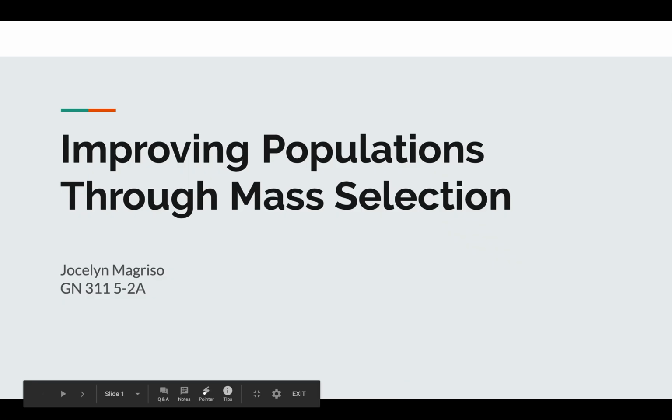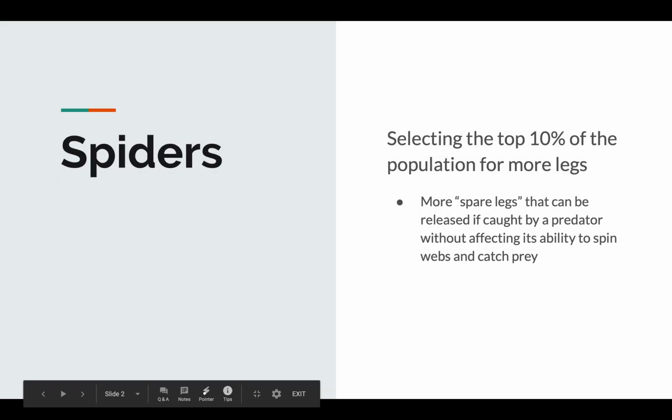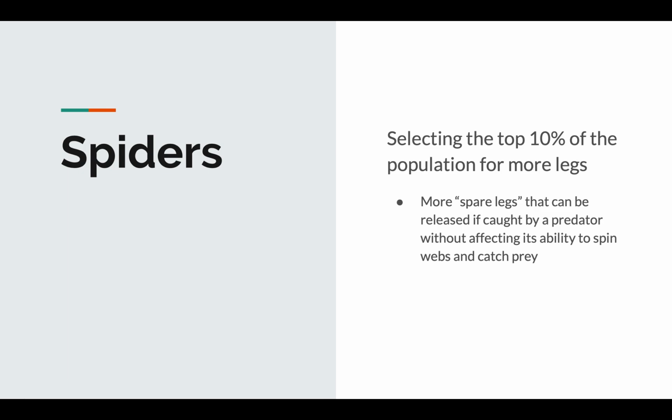I'll be discussing the improvement of populations through mass selection. The organism I chose is spiders, and I'll be selecting the top 10% of the population to breed for more legs. This will allow the spare legs to be released when the spider is caught by a predator.